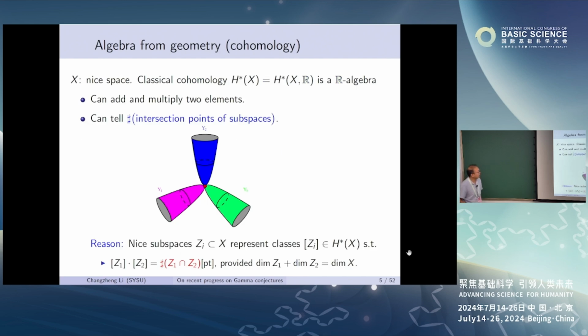That is purely algebra. But sometimes we can consider an algebra coming from geometry, or we may say topology. If we consider a nice space, then the cohomology ring is automatically a real algebra, and we can do addition and multiplication. The multiplication of cohomology classes can tell us some enumerative geometry information. For instance, if two subvarieties have the right dimensions, then the product just equals the number of intersection points of the two varieties times the point class.